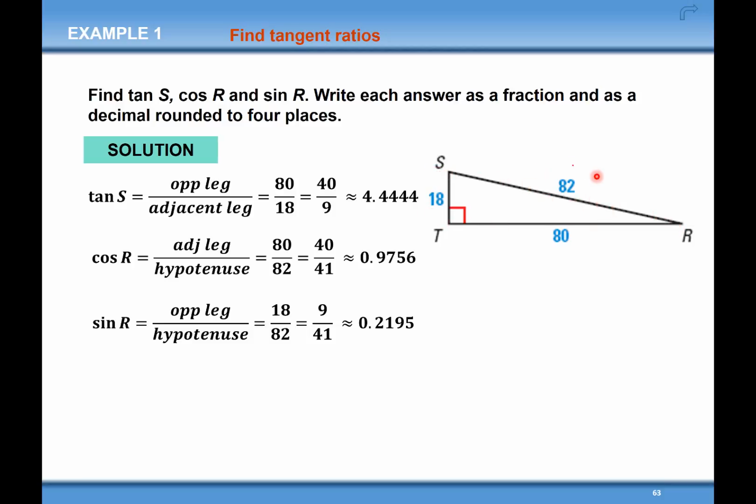The other side is the hypotenuse. And if you'll notice, we never do T. T is 90 degrees. That's what makes this the right triangle. So the cosine of R, here's R, our adjacent leg is 80 and the hypotenuse is 82. The other thing I want to point out here is that these are going out 4 decimal places. And that's what we normally do in trigonometry, we bring it out 4 decimal places unless you're told differently.